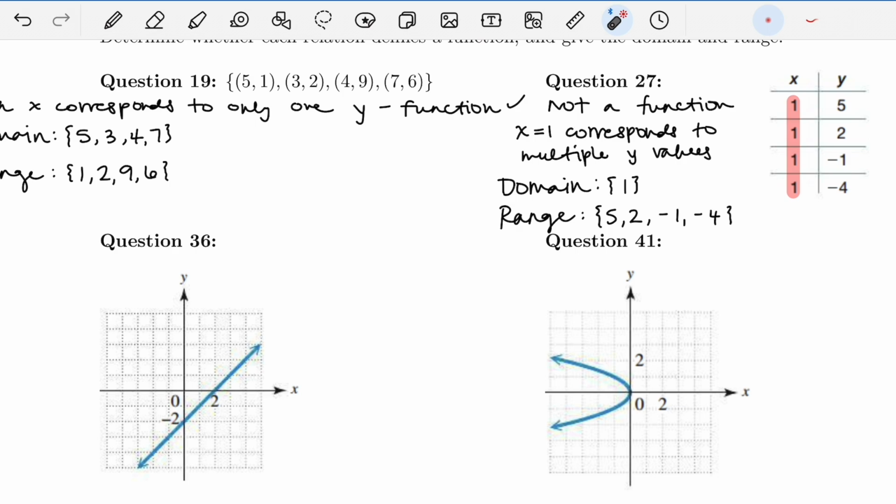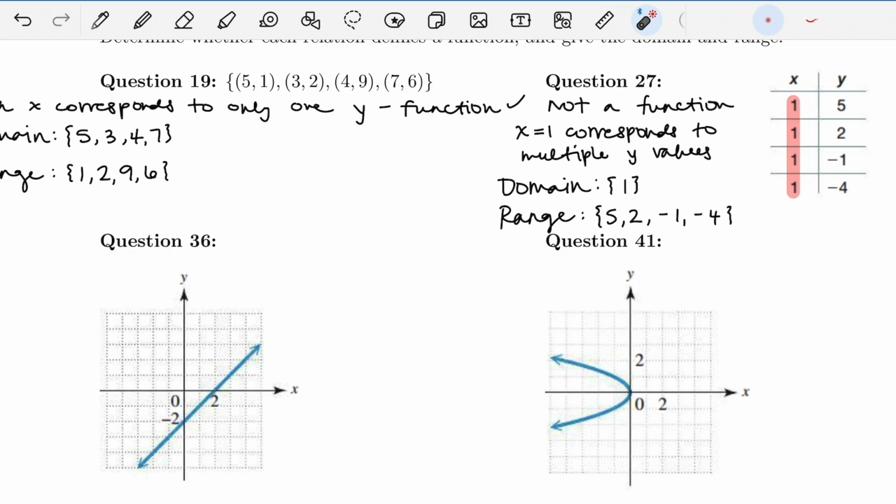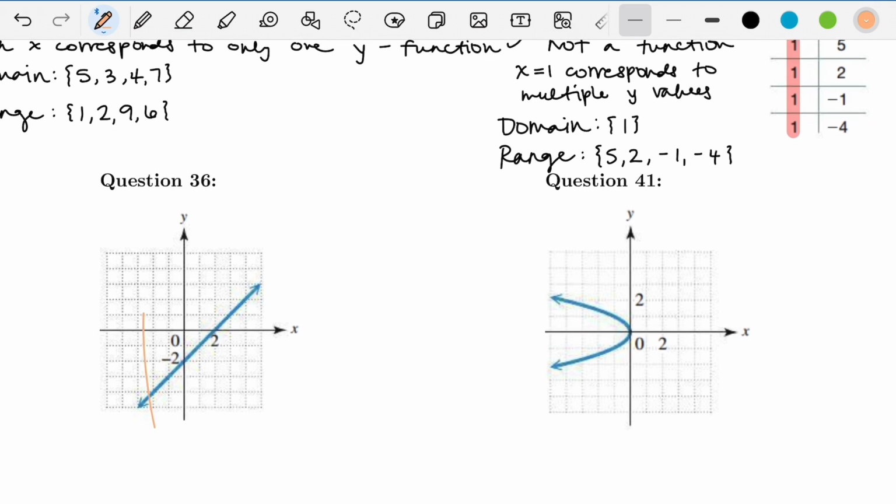And that test says that if we were to draw a bunch of vertical lines on a graph and it intersects the graph at only one point, then it would be a function. However, if it intersects the graph at multiple points, then it's not a function. So for 36 here, we can draw a bunch of vertical lines. We can see that each vertical line intersects at only one point. So this is a function.